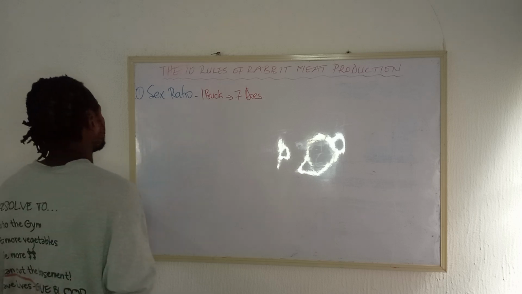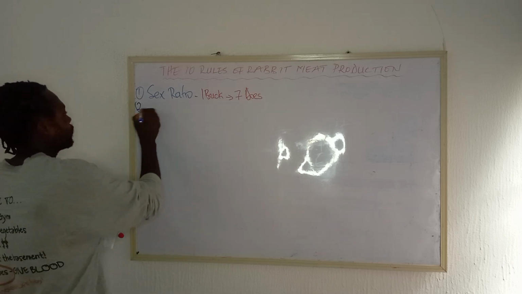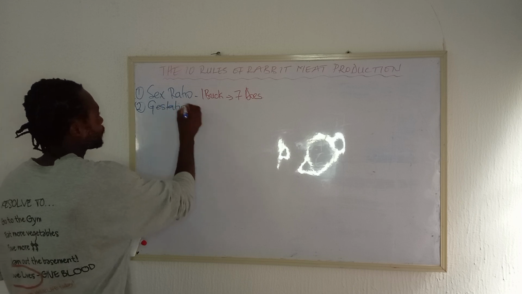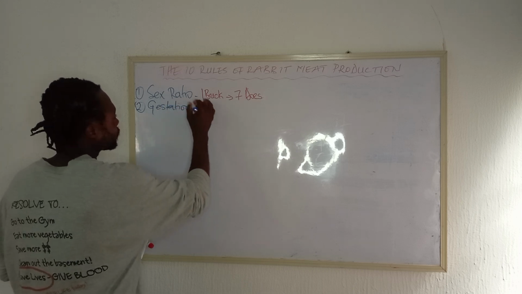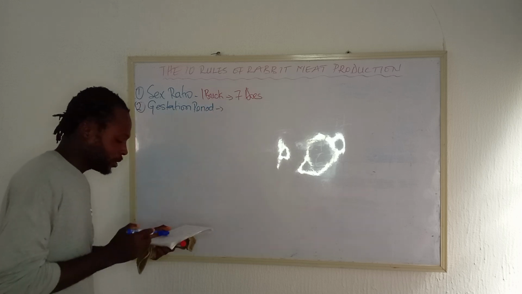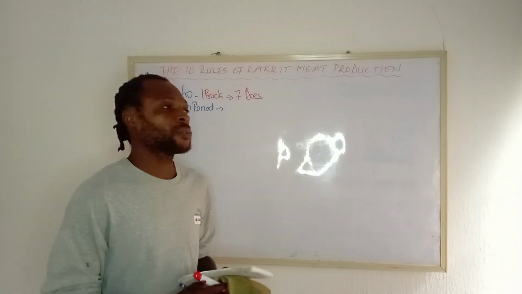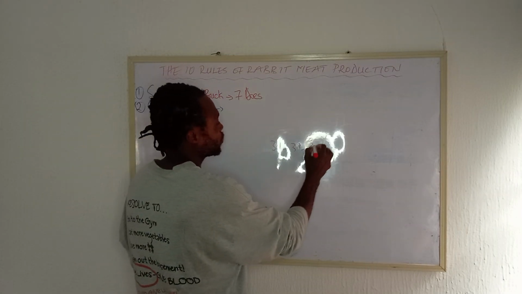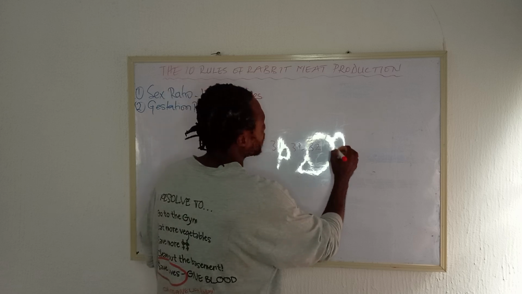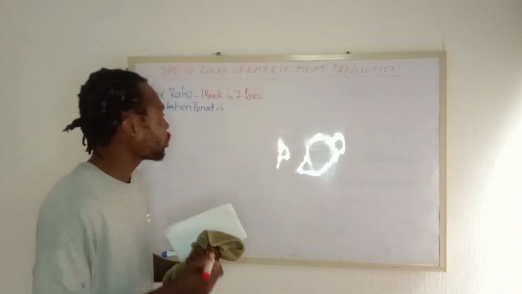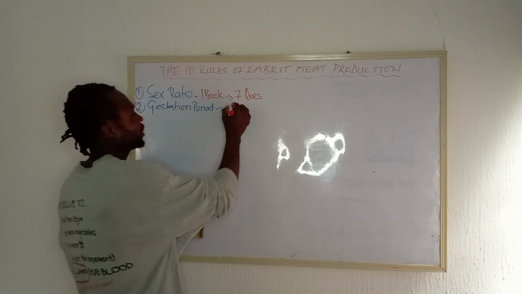Number 2, gestation period. Averagely, the gestation period of a rabbit is 30 days. 30, 31, 32, 33, sometimes it goes to 35. It depends, but it's not that common. So here we are going to take on average 30 days.